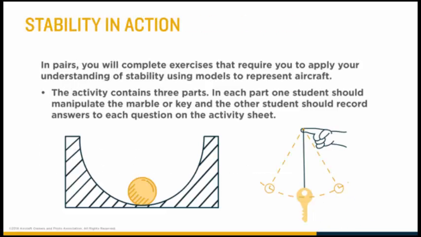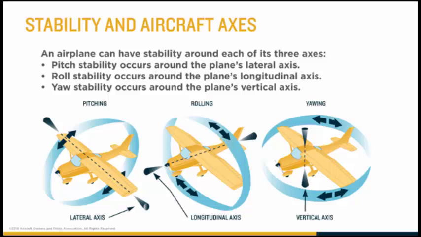And you can try this activity at home. It is in your books as student activity 1 in this section. So this is something we've already talked about. An airplane can have stability around 3 of its axes.